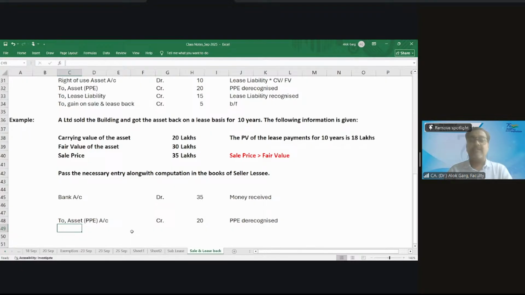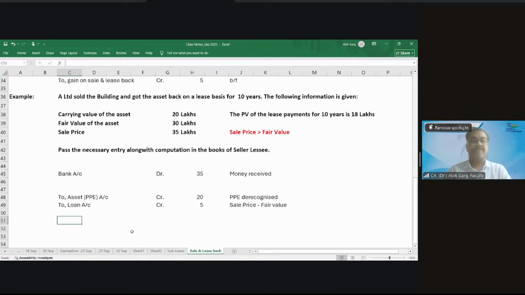When this money came, a loan also came: to loan liability. What is the amount of the loan? 5 lakh. Sale price minus fair value is your additional financing, to loan. Then what do you need to do? To lease liability.